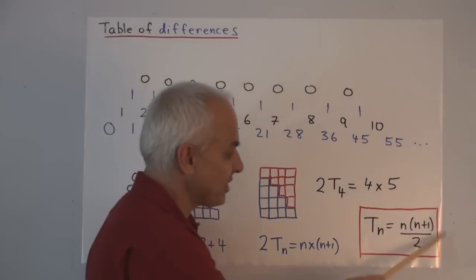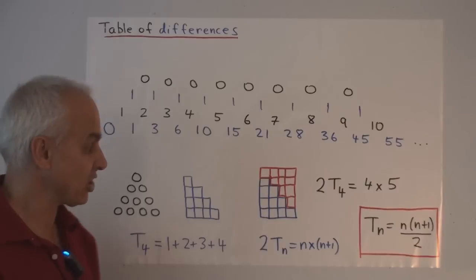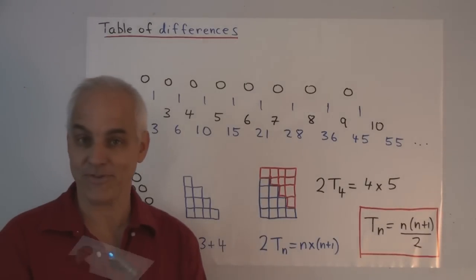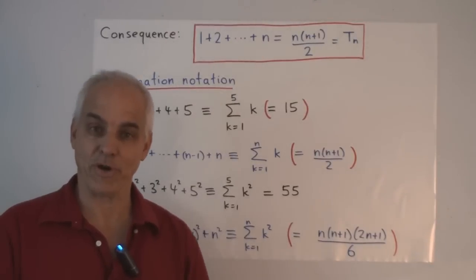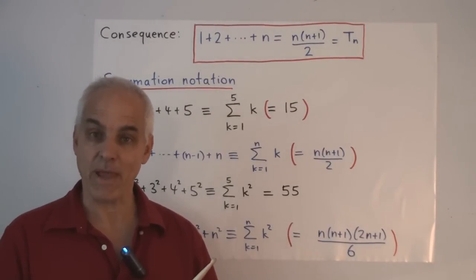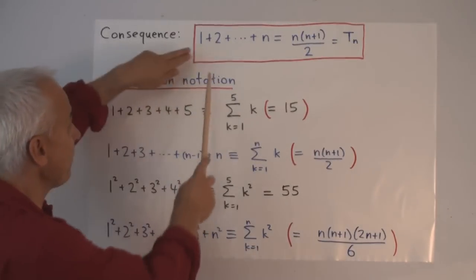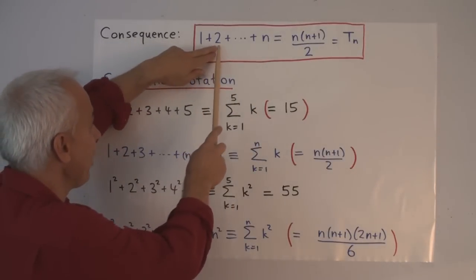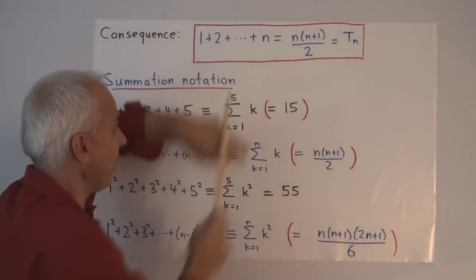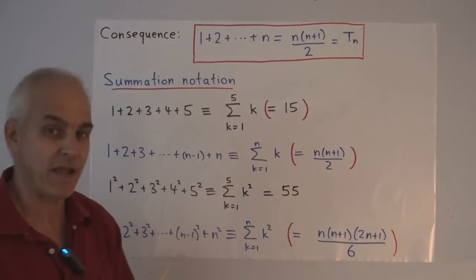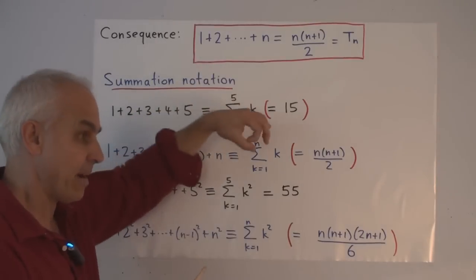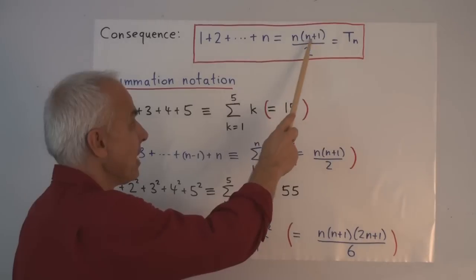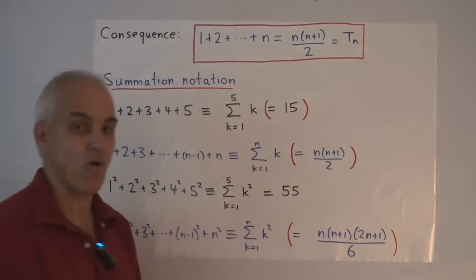In fact, this formula is an important formula because it's directly connected with this kind of arithmetic sequence. So in other words, we can interpret that little computation we made about Tn as a formula for this arithmetic series. 1 plus 2 plus all the way up to plus n, the sum of all the numbers from 1 to n, which is just the number of balls in the nth triangular number, is n times n plus 1 over 2. That's our formula for Tn.